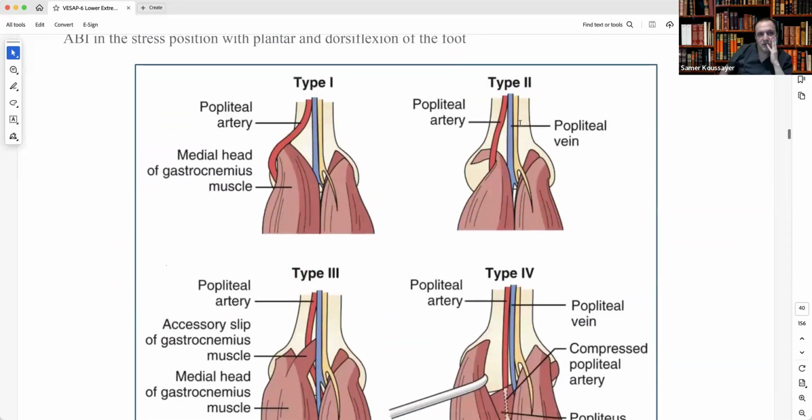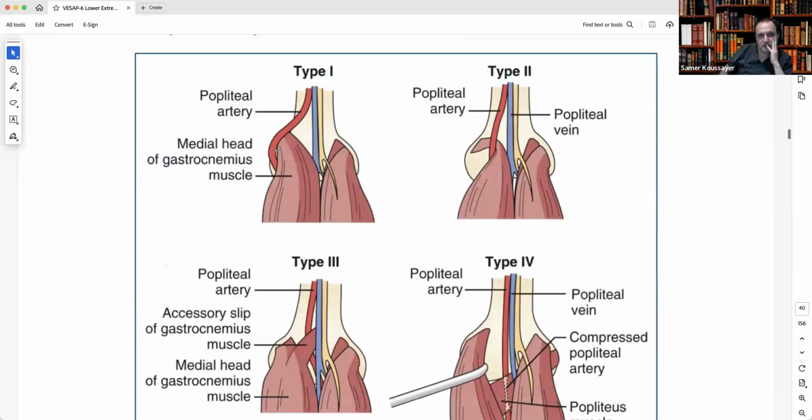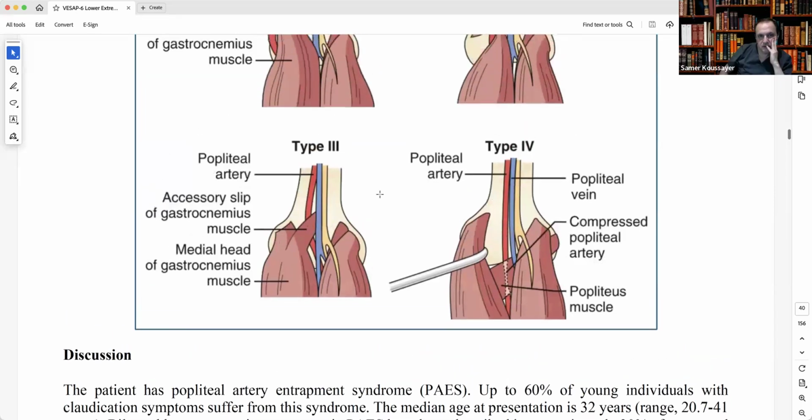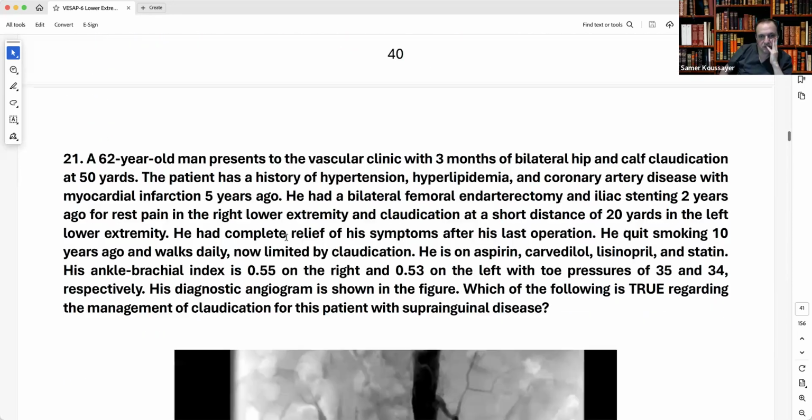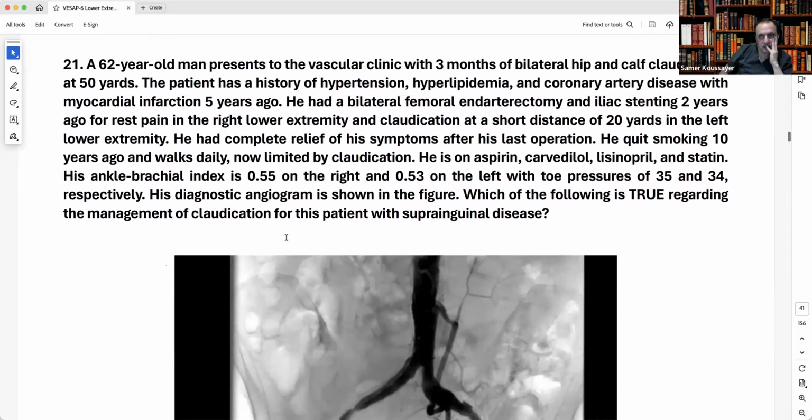Here we are. So this is type 1, as you said. This is when you go medial. Type 2 is when we have the muscle. This is when you have a slip. And number 4, we have a popliteus muscle. So that's all. All right. Go ahead.